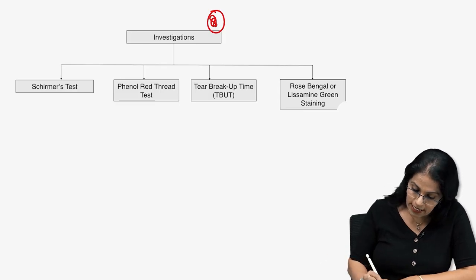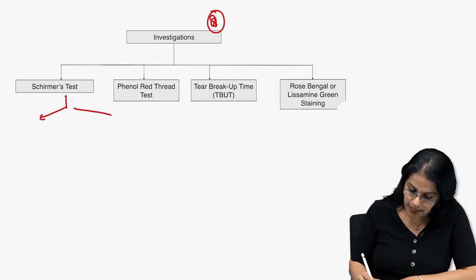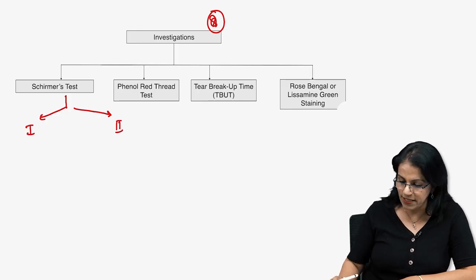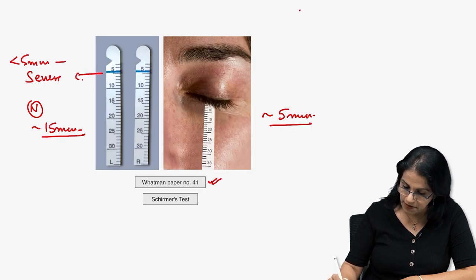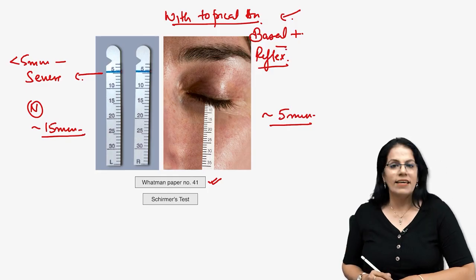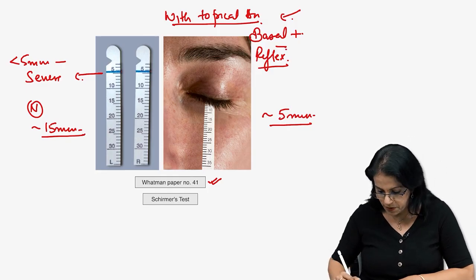Now, another important thing is what is Schirmer's test 1 and 2? Schirmer's test 1 means that I am measuring and doing this test without any topical anesthesia. When I am doing it without any topical anesthesia, I am measuring both basal tear production and reflex tear production. Okay. This is your Schirmer's 1 which we are doing.